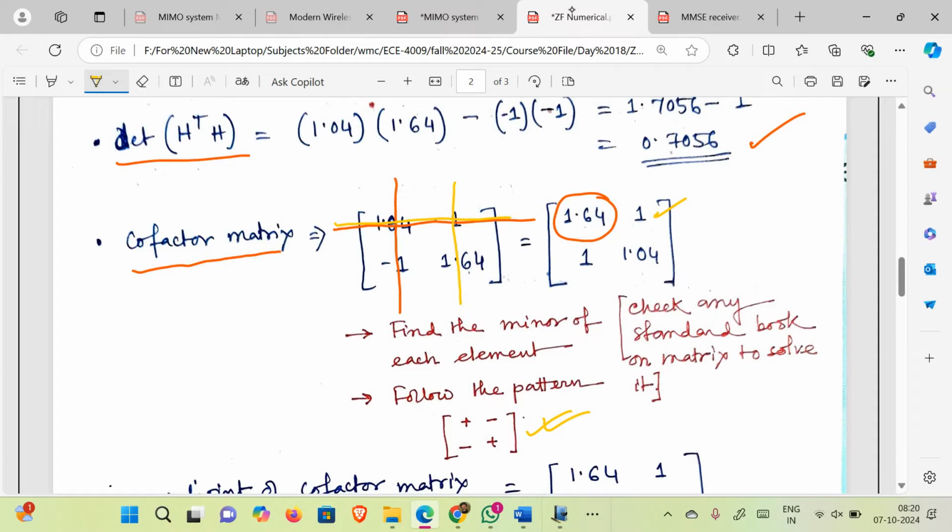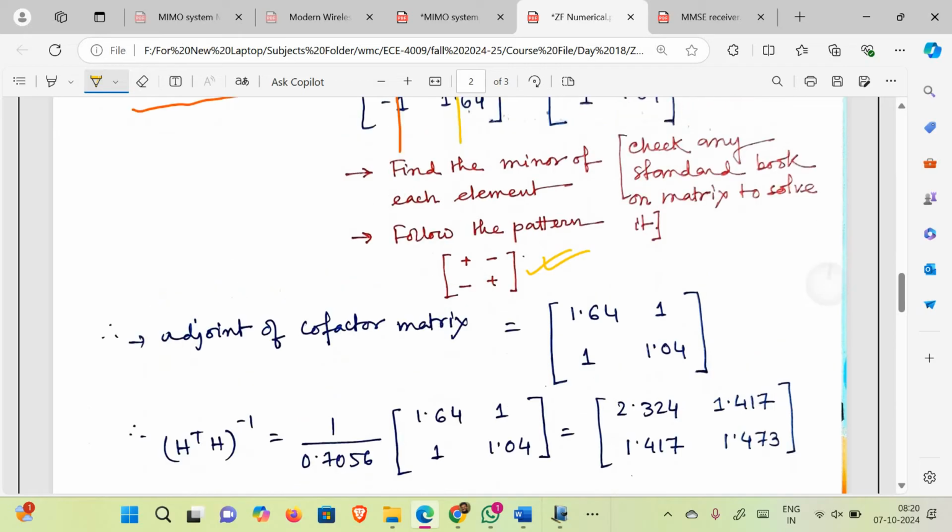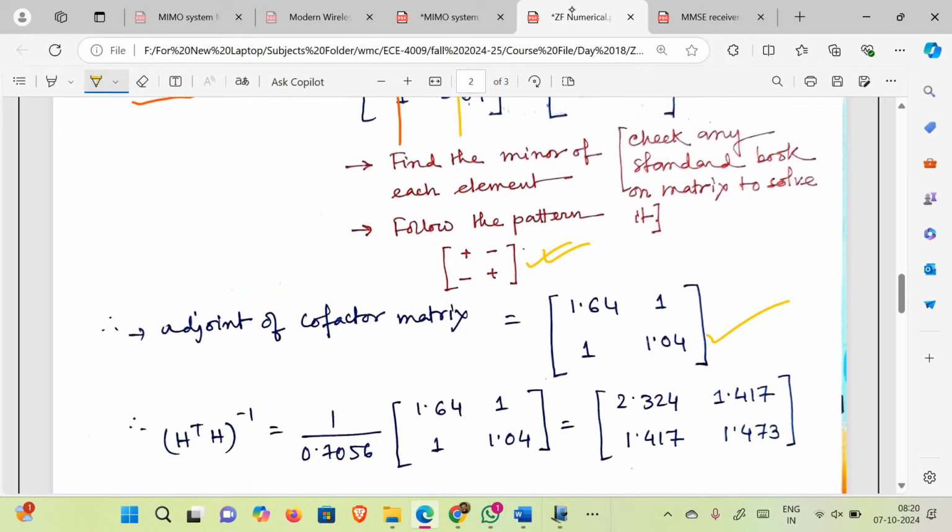These are all practically matrix manipulation, nothing to do with communication as such. So as I keep on telling you, please go back and refresh your ideas on the cofactor matrix, the adjoint of a matrix, and the transpose of a matrix. Please do that. So that is how we found the cofactor matrix. Now we got the adjoint, which is nothing but this.